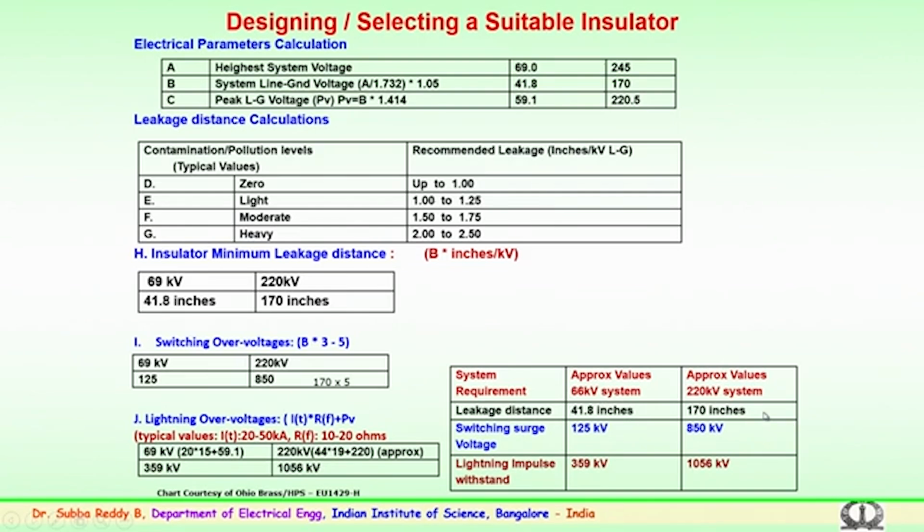So, when you summarize the system requirement with approximate values for a 220 kV system, you see the leakage distance should be a minimum of 170 inches, the switching surge voltage should be 850 kilovolts, and the lightning impulse withstand voltage should be 1056 kilovolts. So, these are the values which you obtain, or a design engineer is likely to look into these aspects. As the voltage level goes up, in case of 400, 765, 800 kV, a similar exercise will be done much before the insulator, and also apart from this several other considerations will be taken into consideration.